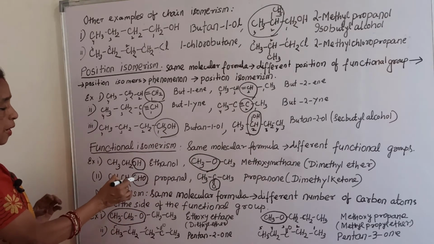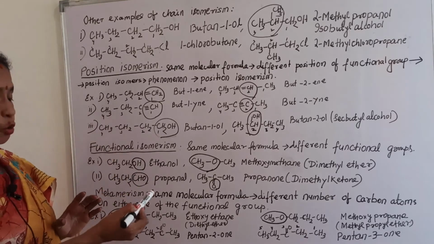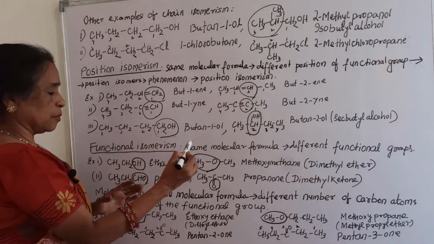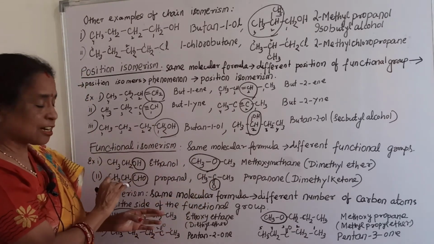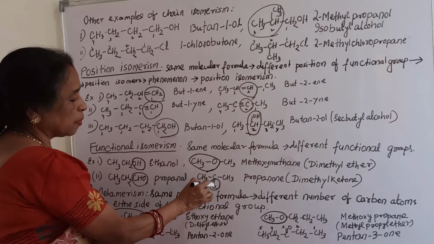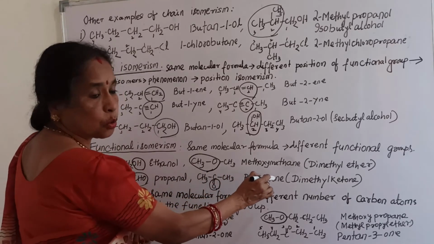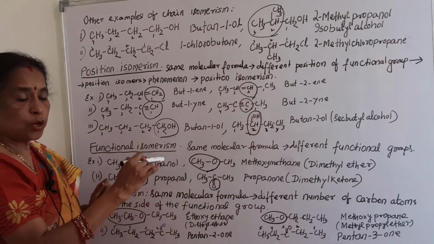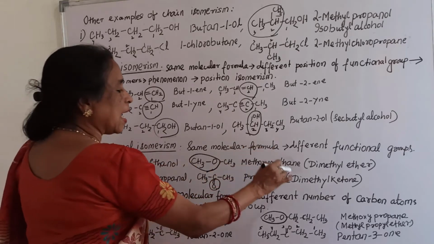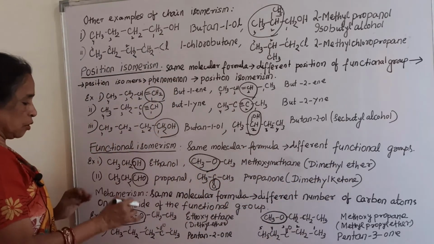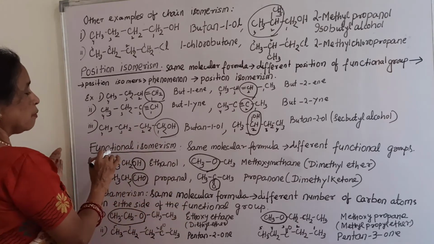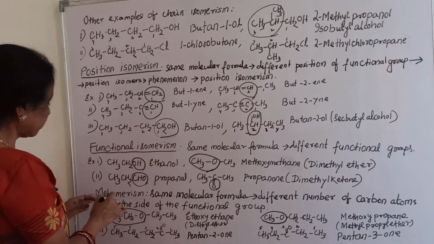Why propanal? Because 1, 2, 3 carbons having a CHO group, that is why propanal. And its functional isomer has a keto group present instead of an aldehyde. So CH3C double bond O CH3, propanone. The IUPAC name is propanone. The common name: both sides methyl group present, so dimethyl ketone. So here propanal and propanone are both functional isomers.